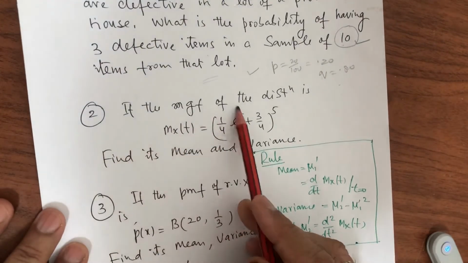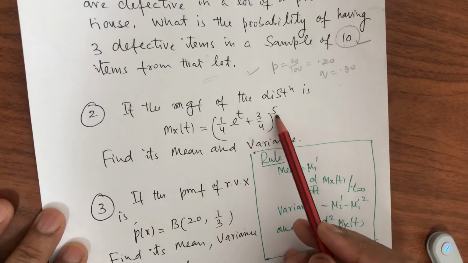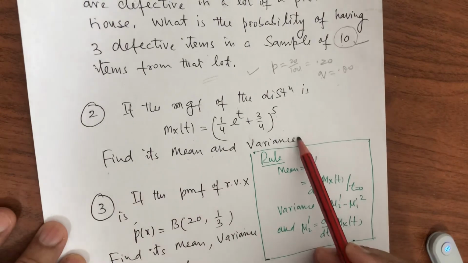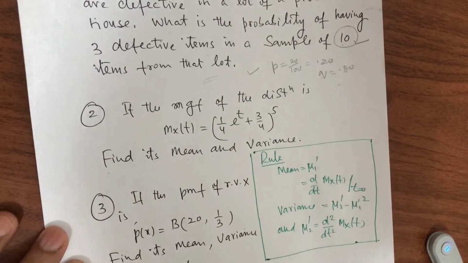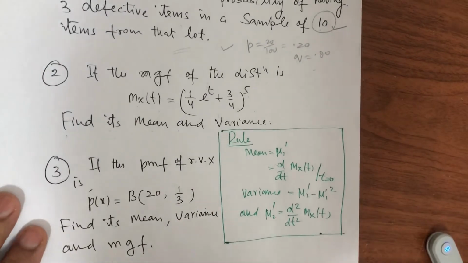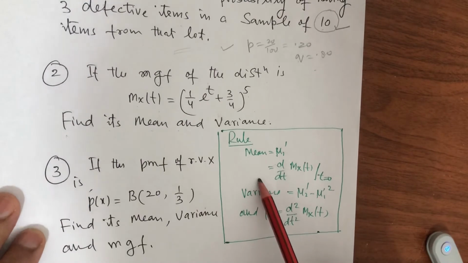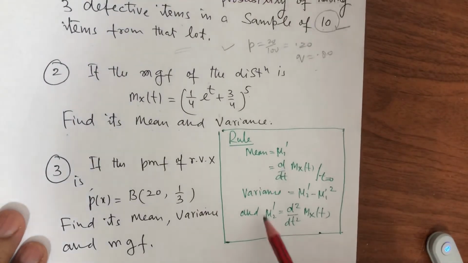The MGF of the distribution is M_x(t) = (1/4 e^t + 3/4)^5. Find its mean and variance. Okay. There can be two methods. One method is, as we studied in the binomial moment generating function, from the moment generating function we can find the first moment, second moment, etc.